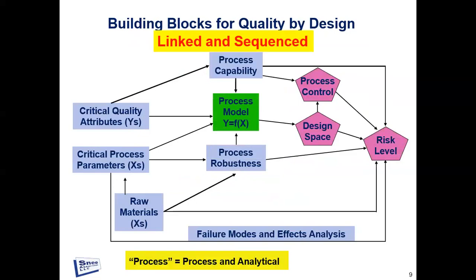Now, the important thing is you'll notice here that all of these building blocks are linked together and they're sequenced. So it's important to recognize the linkage and the sequence. And for those of you who already have processes and have manufacturing processes operating, these are the key elements that you need to pay attention to in order to have a very effective and useful manufacturing process.